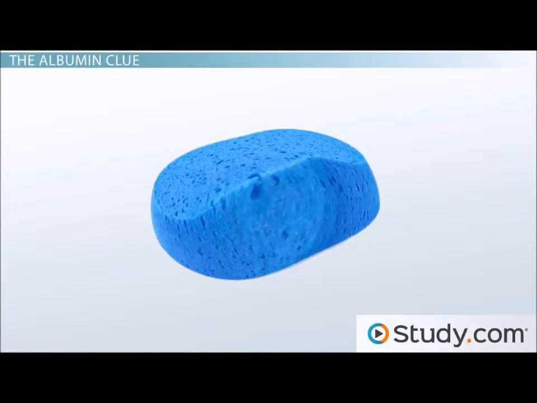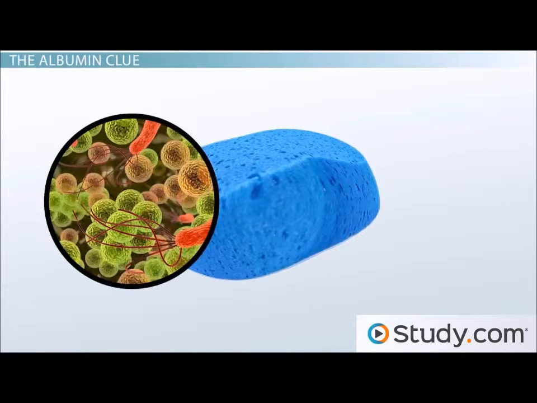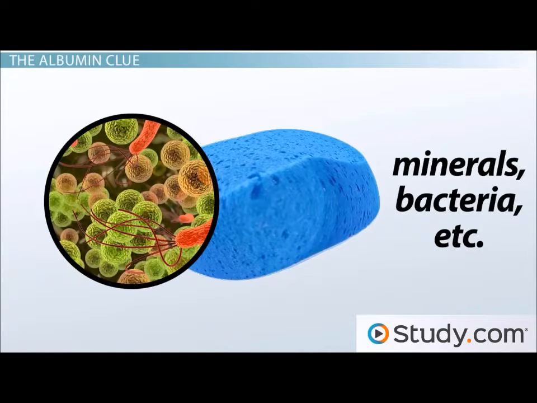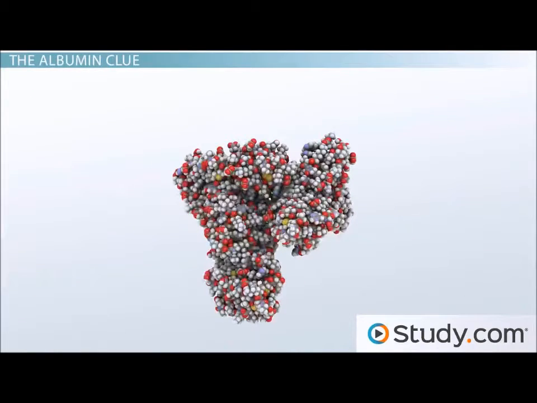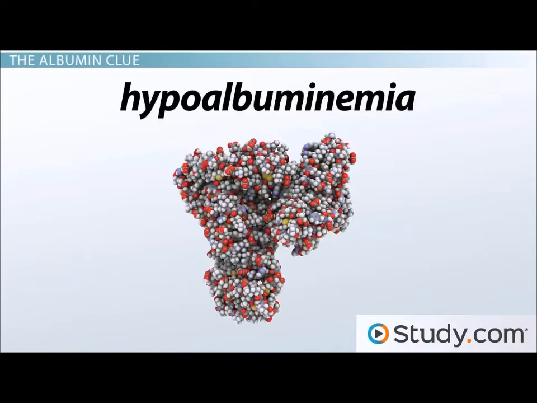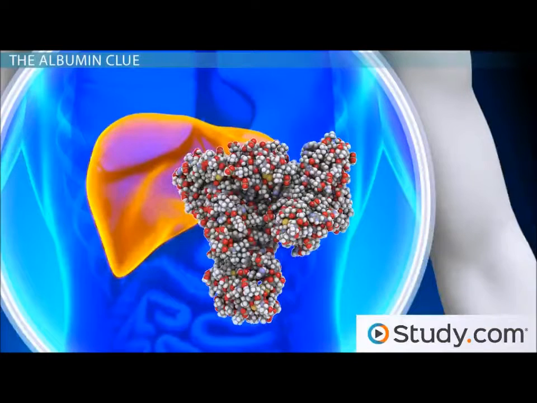And just like a sponge can carry all sorts of little microscopic particles within it, like minerals, bacteria, and the like, so too does albumin carry the things I mentioned before. If abnormally low amounts of albumin are found in the blood, something termed hypoalbuminemia, then this can clue us into the fact that some sort of severe or long-standing liver damage has occurred, resulting in decreased albumin production.